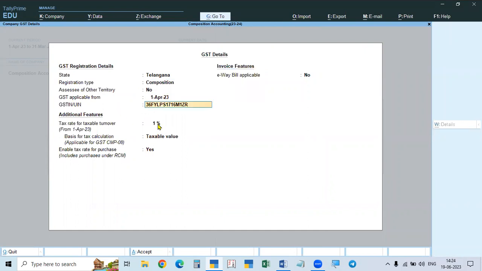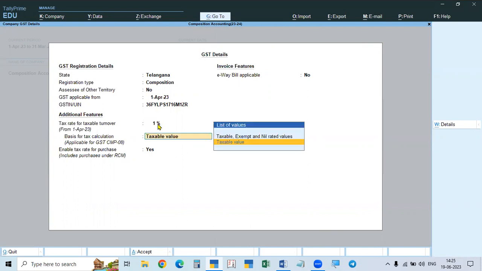And here we have to give the rate of tax depending on our business. For traders and manufacturers, it is 1%. For restaurants, it is 5%. And for service providers, it is 6%. Give that, and below that.